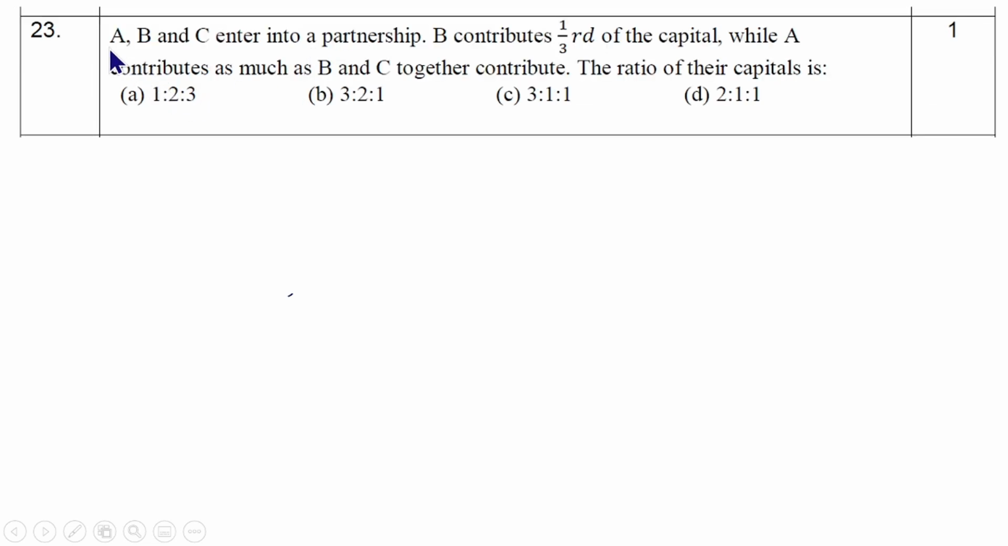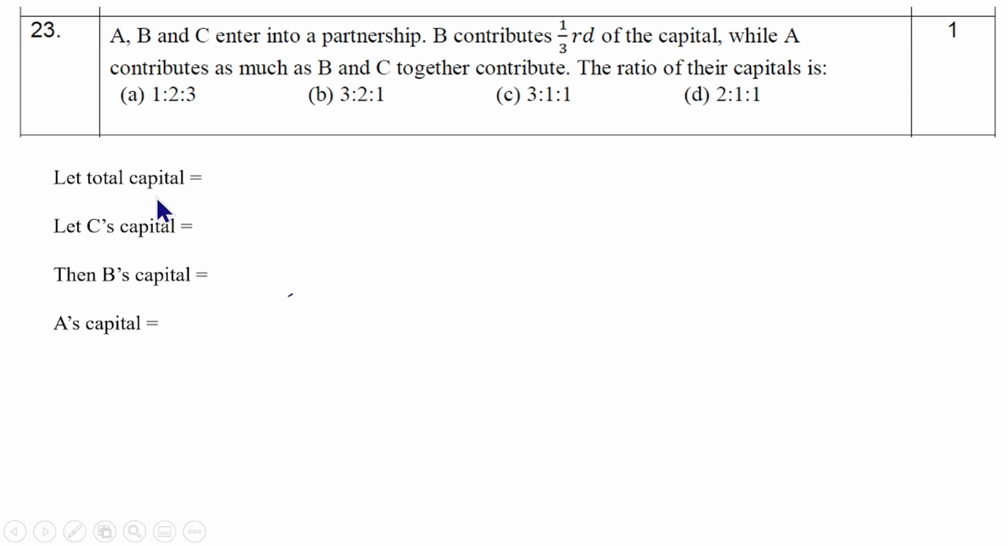The next question: A, B and C enter into a partnership. B contributes 1/3 of the capital while A contributes as much as B and C together contribute. The ratio of their capitals is... The various options are given here. So here it is given A, B and C enter into a partnership and B contributes 1/3 of capital and the contribution of A is the sum of B and C. We need to find the ratio of their capitals.